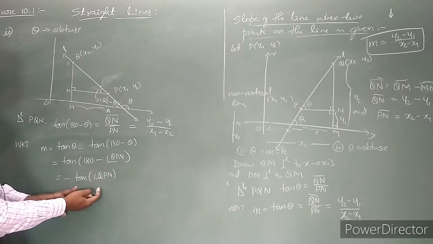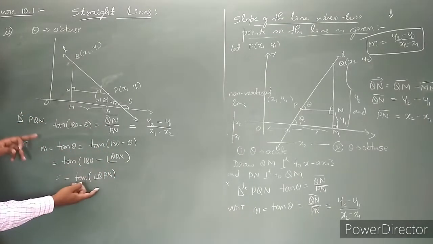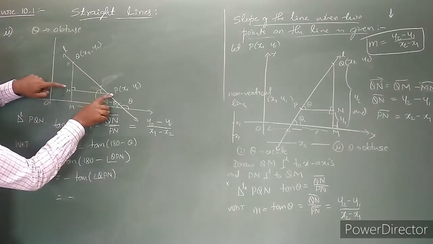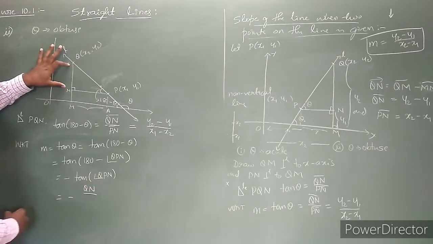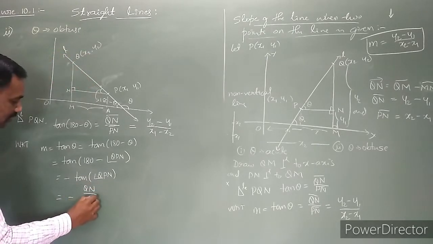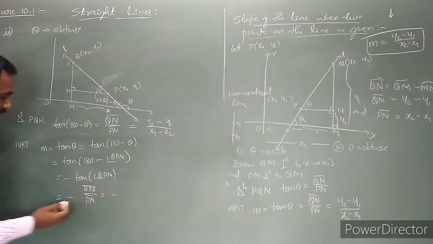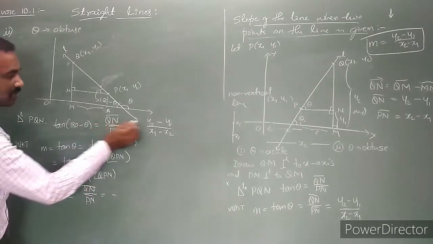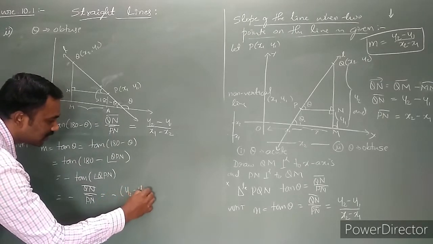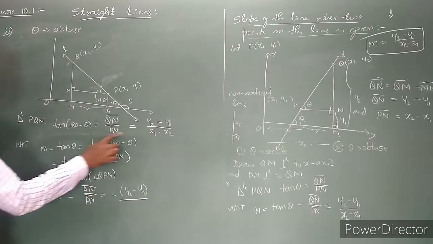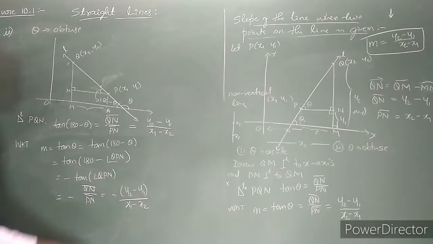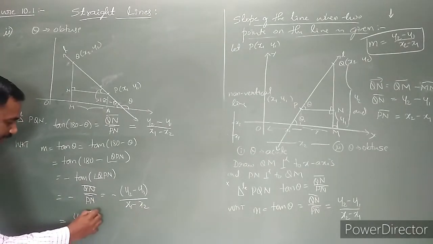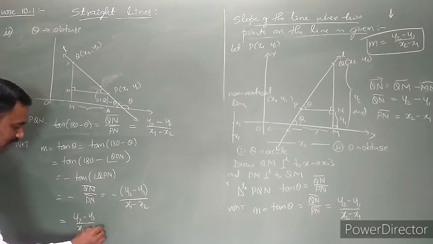This angle value we already know. What is this angle value? Tan of QPN is nothing but opposite, which is Q1, divided by adjacent, which is the Pn value. The minus stays as it is. Just replace the Q1 value: y2 minus y1 divided by the Pn value. We already know the Pn value, that is x1 minus x2. Here a negative sign is there. I just multiply this negative sign into the denominator. If I multiply, what happens? Y2 minus y1 divided by x2 minus x1.